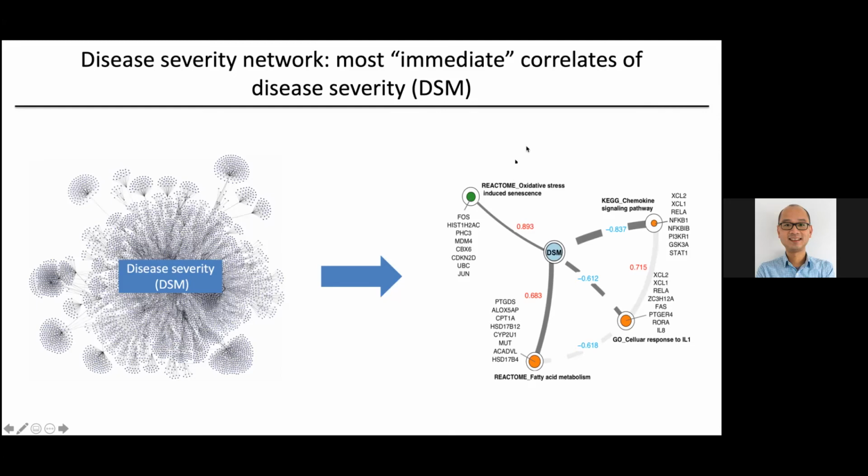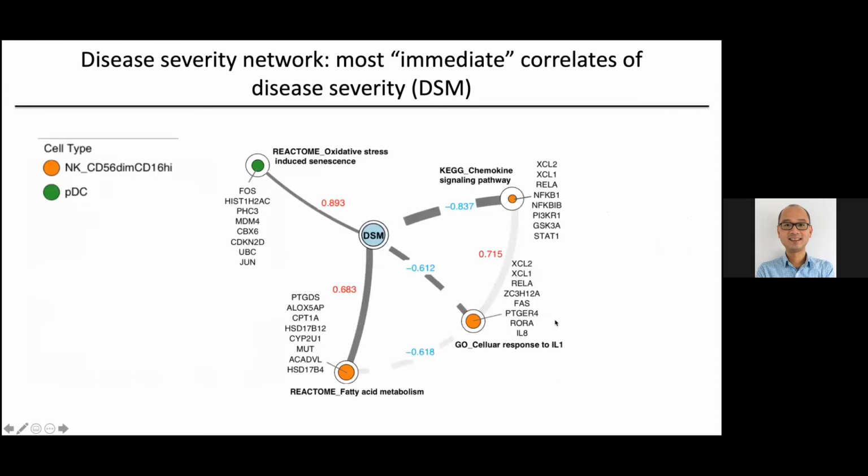So there's a strong death signature. The other 3 are all negatively associated with disease severity. And they're inflammatory signatures or fatty acid metabolic signatures in these NK cells, basically. So I'm going to elaborate on those a little bit more.